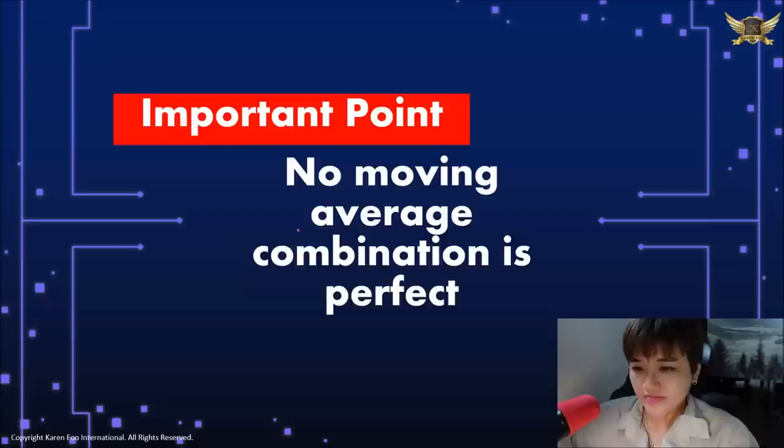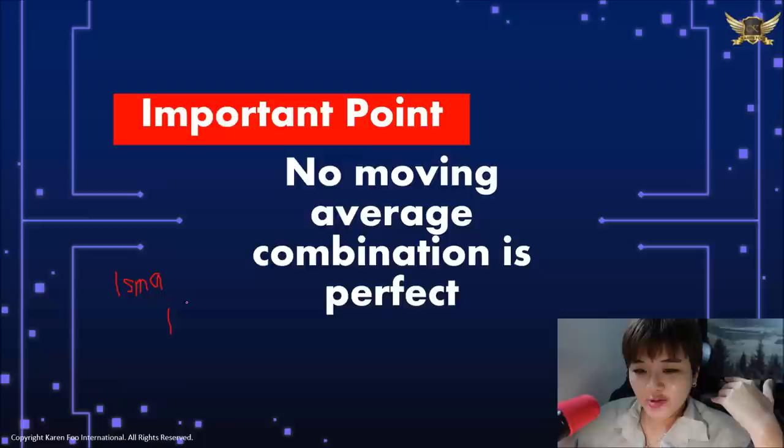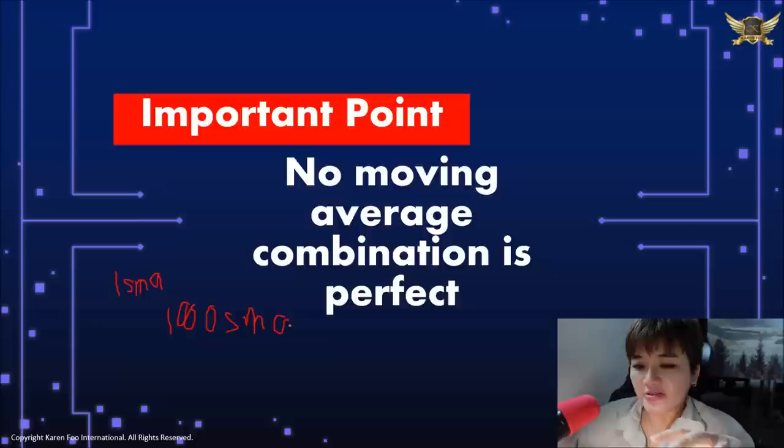So one important point, just now I used a couple of moving averages, 50, 100, 200. There's no perfect combination, okay? But don't go and pick moving averages that are way too far in terms of their difference. Like I said just now, for example, if you want to use a 1 SMA for some reason, and then you want to add the second moving average, but then you put in a 1000 SMA. The difference is like 999. It's way too big. As long as the difference is not too wide, I'll say it's okay.